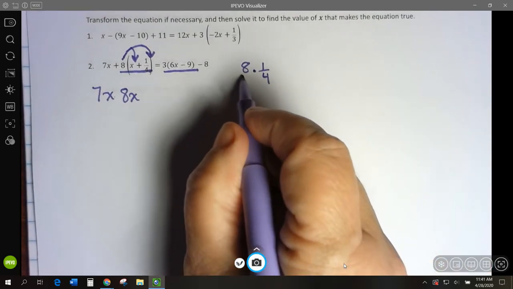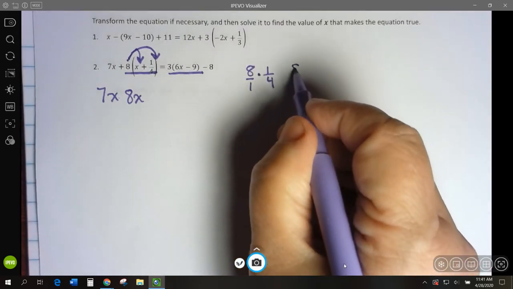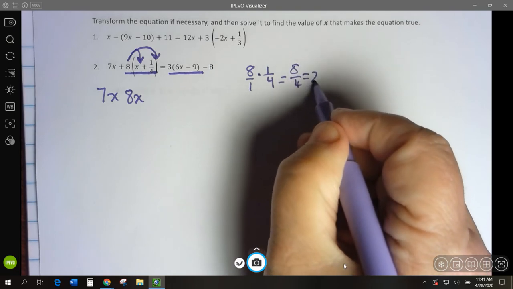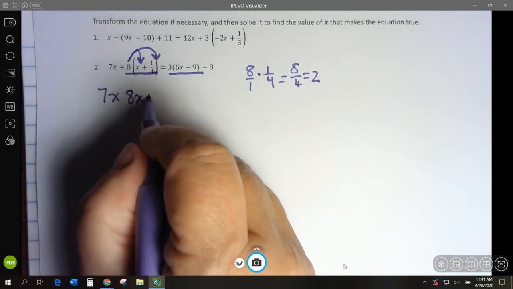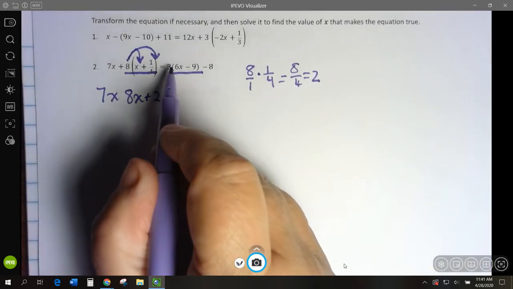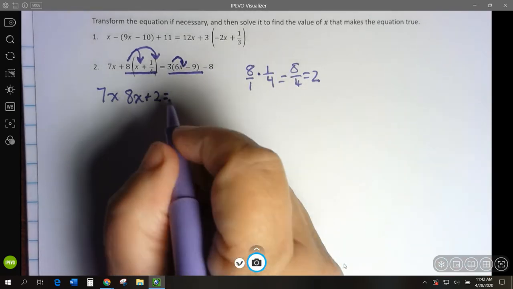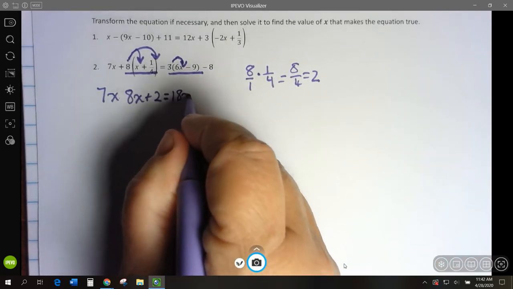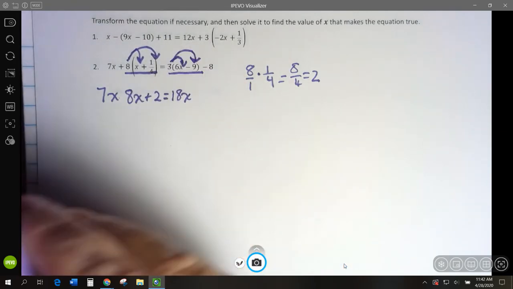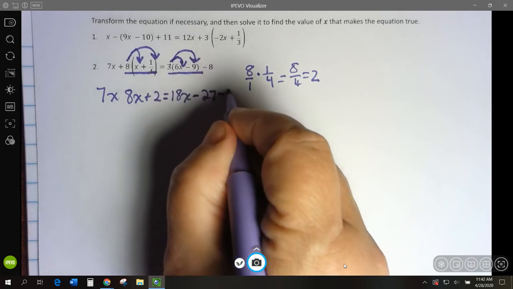Remember, you're going to make 8 as a fraction. And then you multiply your numerators, multiply your denominators, and 8 divided by 4 is 2. So this is going to be plus 2 equals, on this side we have 3 times 6x. 3 times 6 is 18x. You have 3 times a negative 9, so that's negative 27, and then we bring down the negative 8.